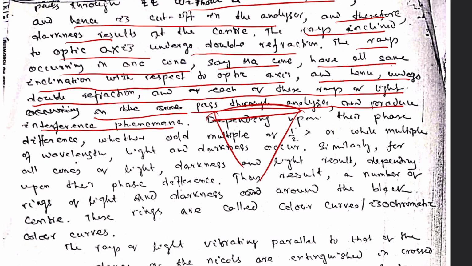Because this is the optic axis. Here is the mineral section. So these light rays are oblique in a ring. They are hitting the mineral in a ring. Obliquely they are hitting. So this is the path they have covered.